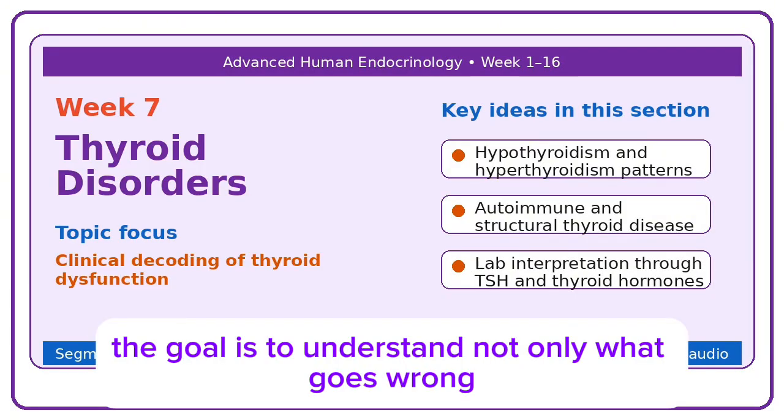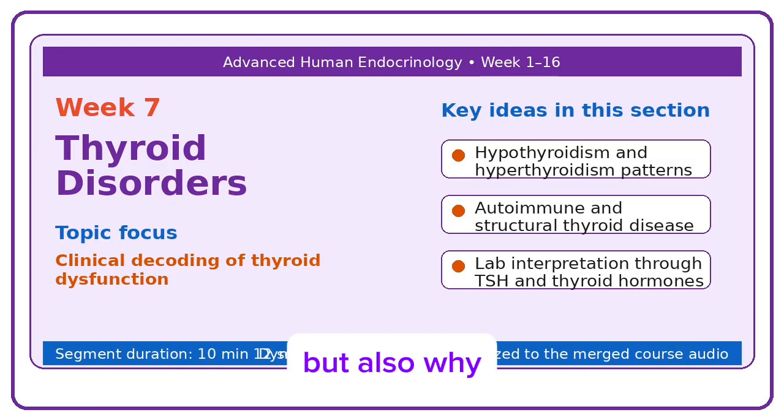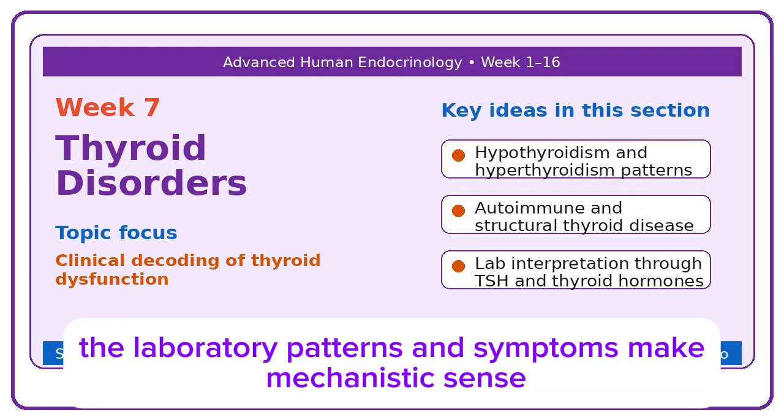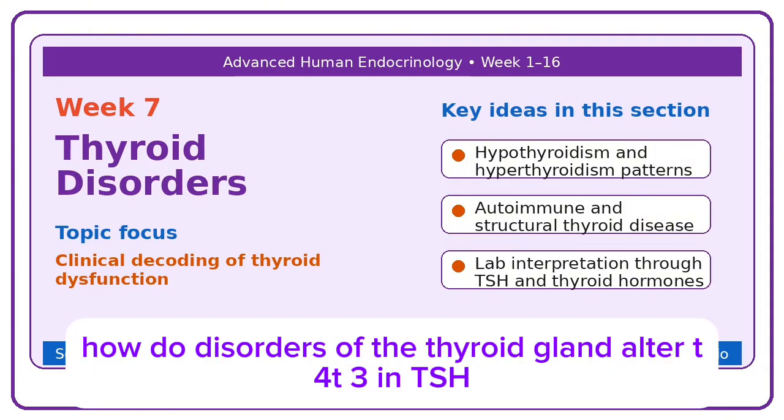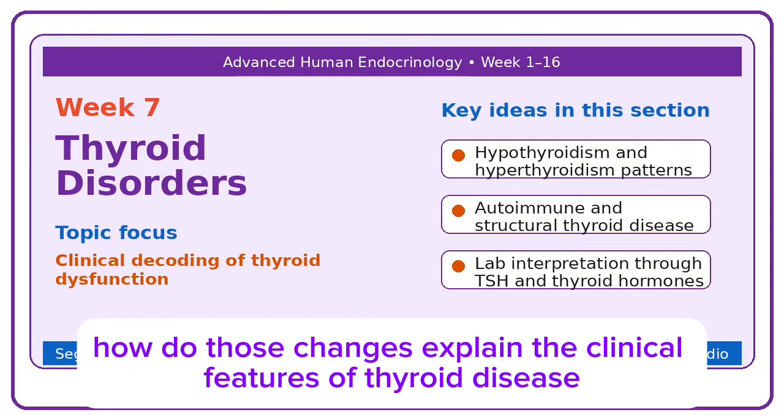The goal is to understand not only what goes wrong, but also why the laboratory patterns and symptoms make mechanistic sense. Essential question: how do disorders of the thyroid gland alter T4, T3, and TSH, and how do those changes explain the clinical features of thyroid disease?